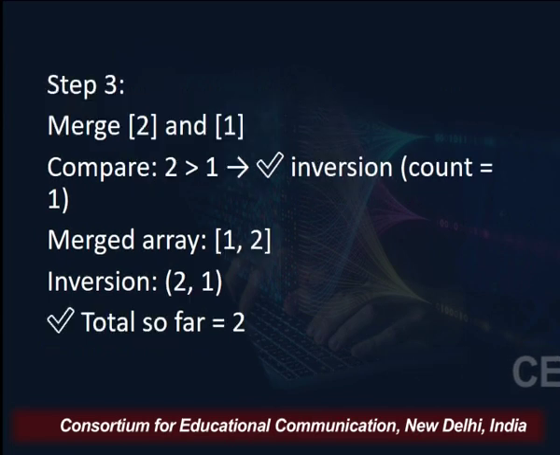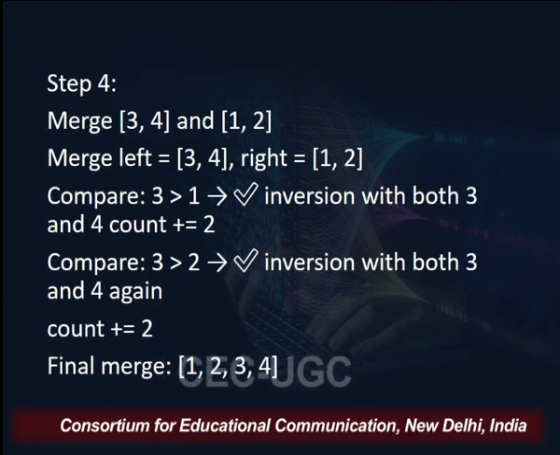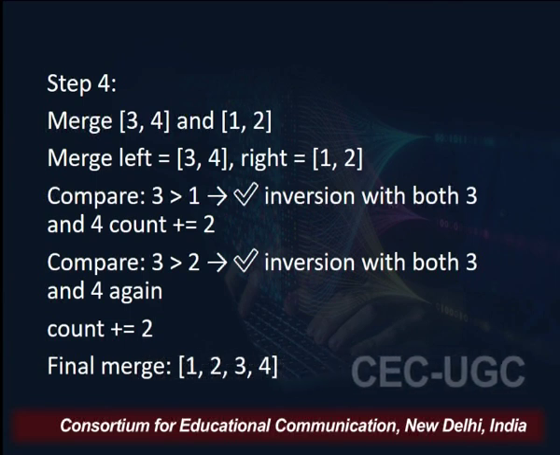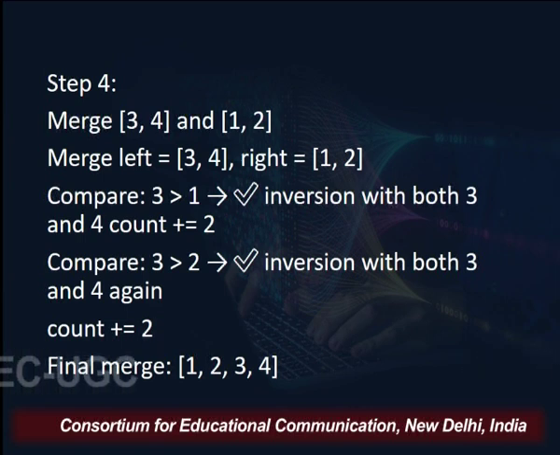So, total inversion so far is 2, and as far as the output at this stage is concerned, we have two merged arrays, one is 3 comma 4, another one is 1 comma 2. Now, what do we need to do? We need to merge these two arrays again and count the inversions. So, in our next step we have two arrays which are 3 and 4, and 1 and 2. We have these two arrays, left and right, and we want to merge them.